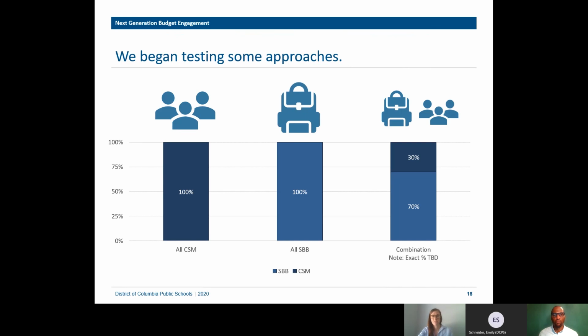We've begun to test different approaches, and while a pure SBB model would involve allocating 100% of resources as dollars, in practice, as I mentioned before, nearly every district does this combination model to varying degrees. This slide's 70-30 split is just an example. We have not yet determined a proposed breakdown, but are looking into potential options.